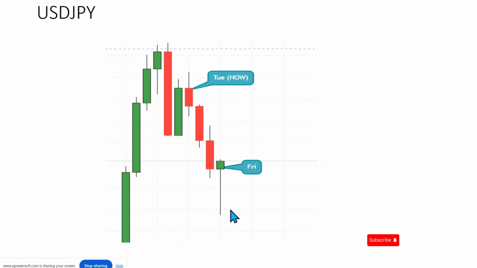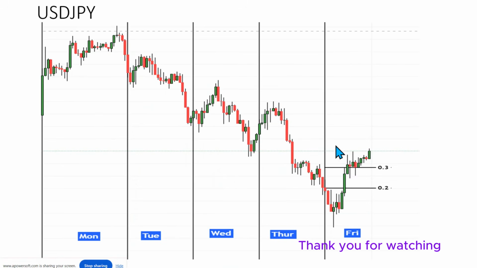This is a USD JPY example. So this is Monday. Tuesday formed the high of the week. And then we had expansion on Wednesday and Thursday. Then Friday. See how Friday closed as a bullish candle. You can see at some point we had all this move down here before finally getting all this reversal and closing as a bullish candle. So this reversal or this bullish move is your trade on Friday.